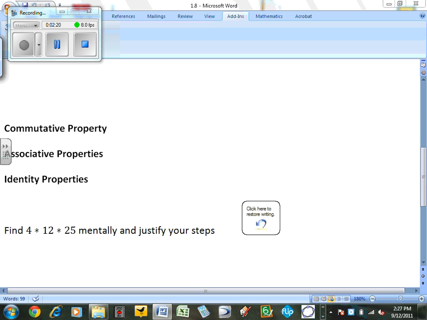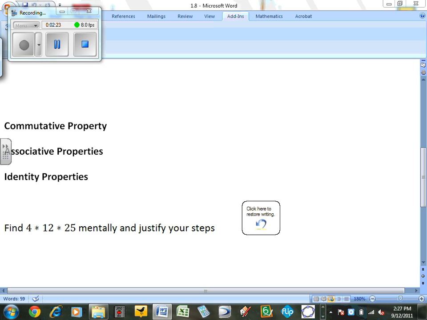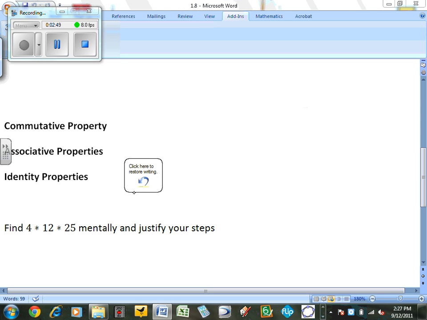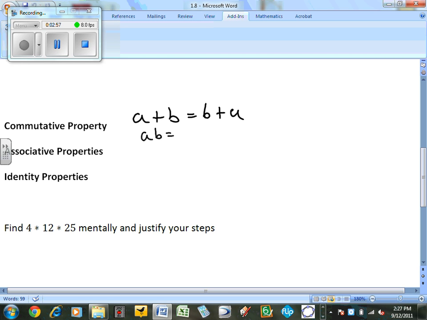The commutative property is saying that in addition and in multiplication, we can do it in any order we want because it doesn't matter. 2 plus 3 is 5, and also 3 plus 2 is also 5. So in addition, it works. If you look at multiplication, 2 times 3 is 6. Well, 3 times 2 is also 6. So multiplication and addition you can do in any order you want. That's the commutative property. The official definition is a plus b equals b plus a, and ab equals ba in multiplication. That's the official definition.